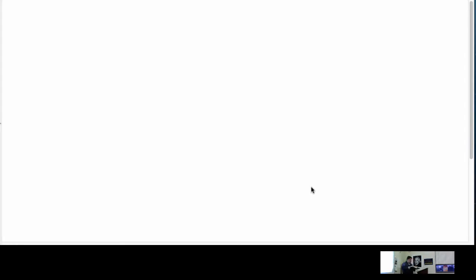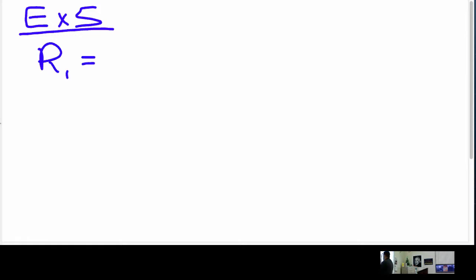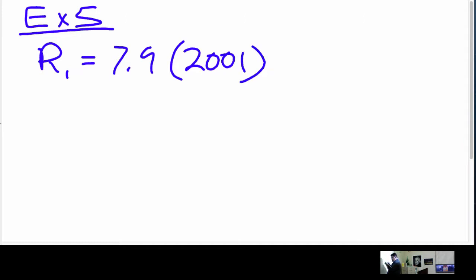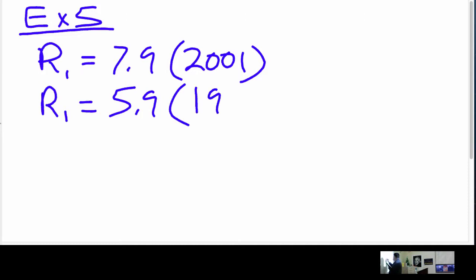So for example number 5, it says, how many times more severe is a 2001 earthquake in India, and it had a rating on the Richter scale of 7.9. Now this occurred in 2001 in India, and then in Athens there was a Richter scale of 5.9, and that happened in 1999. And so let me read the question exactly as it's worded in the book.